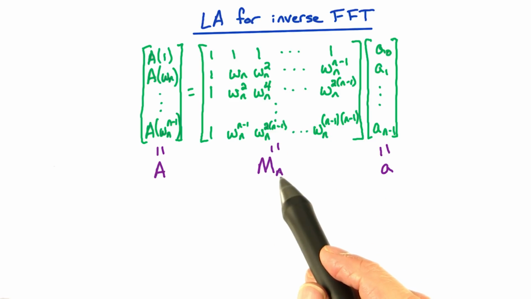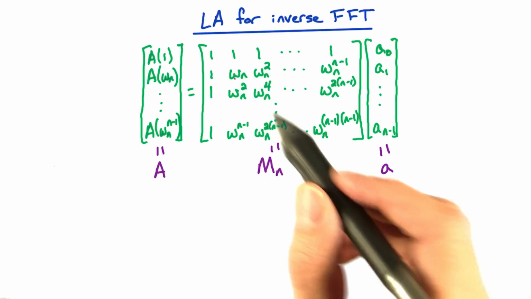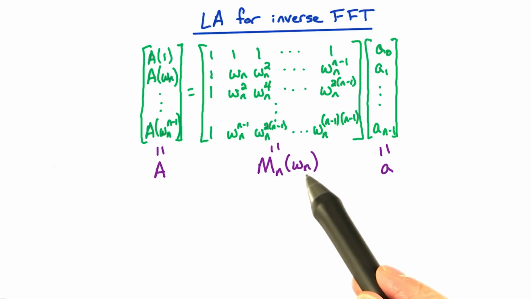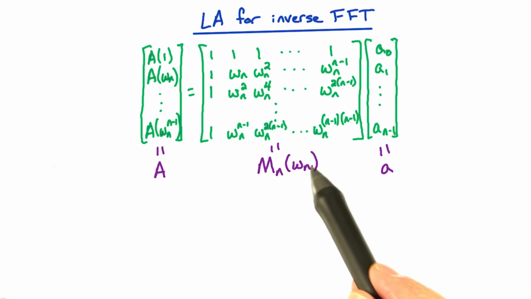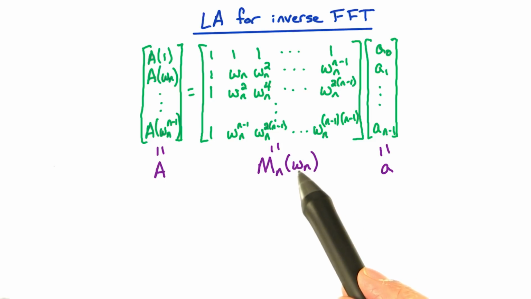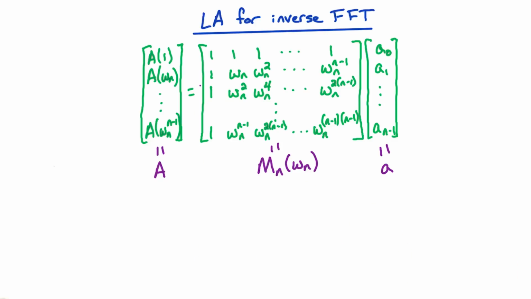Let's use subscript n to denote its size, n by n. And as we observed, it's simply a function of omega sub n. So given this variable and this size, then we know it's n by n, and it's just powers of this variable, in this case omega sub n. Therefore, this expression can be rewritten in the following manner.